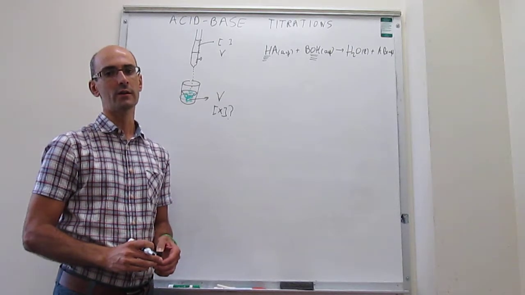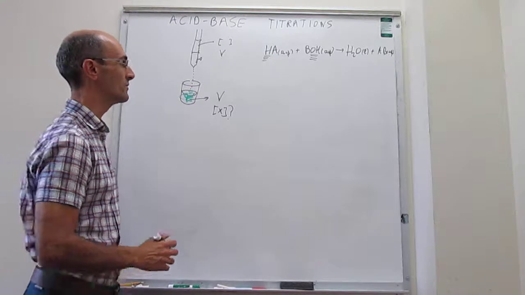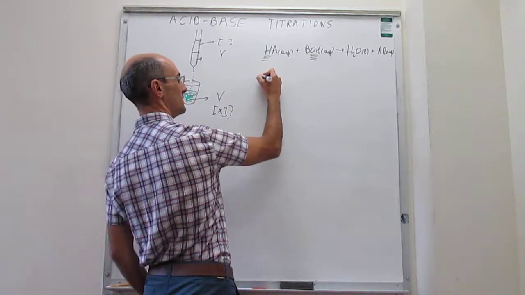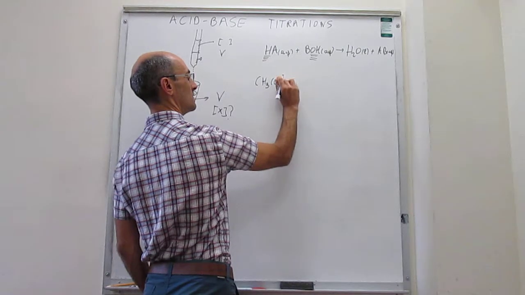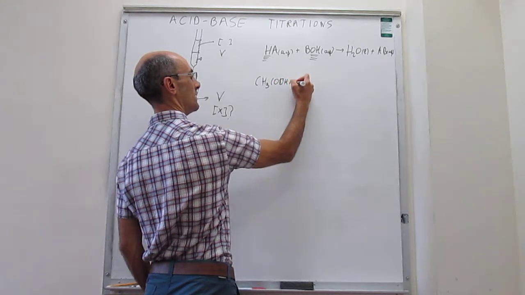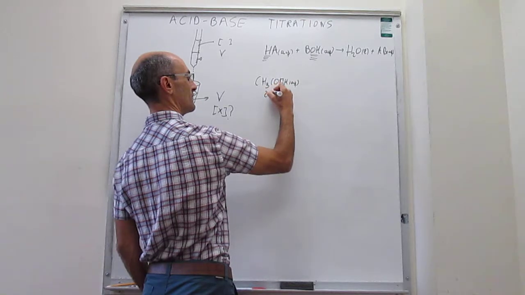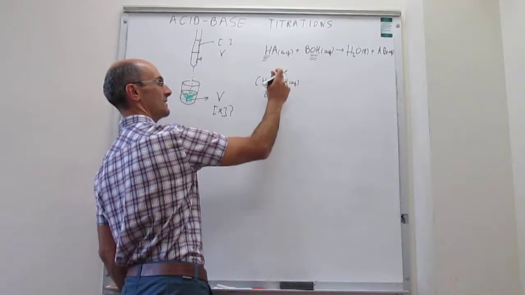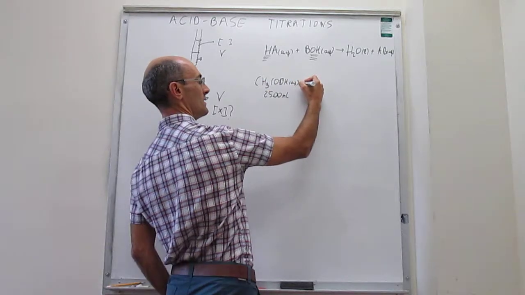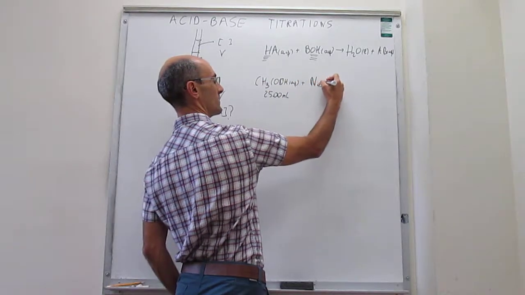To illustrate numerically how this works, we're going to run a problem in which we want to calculate the molar concentration of a solution of acetic acid, CH3COOH, aqueous. We have 25 mL of this weak acid solution, and we're going to titrate it with sodium hydroxide.